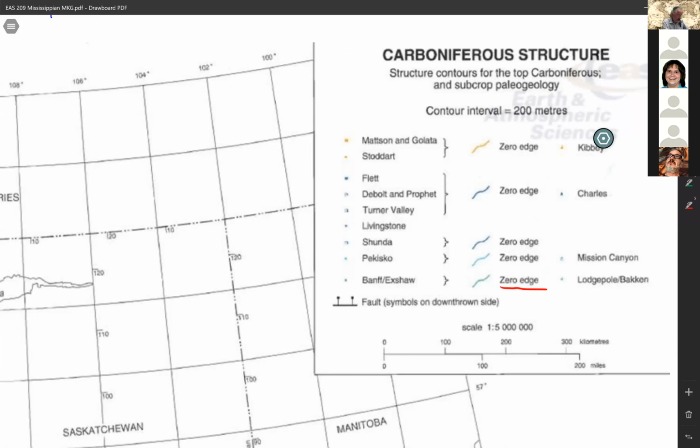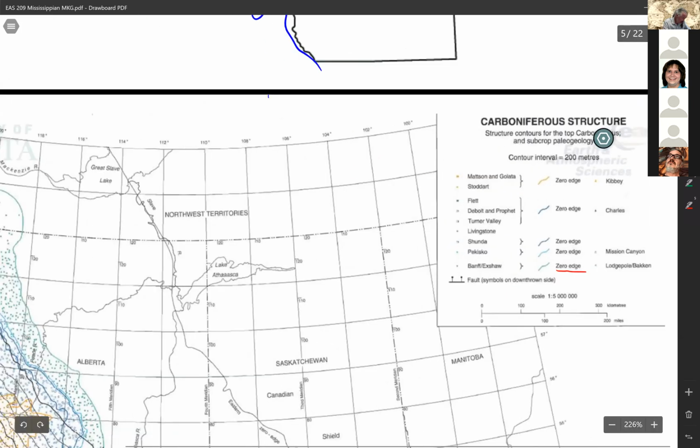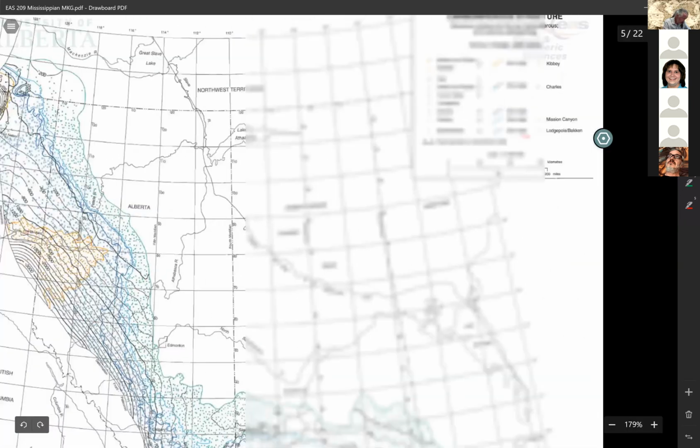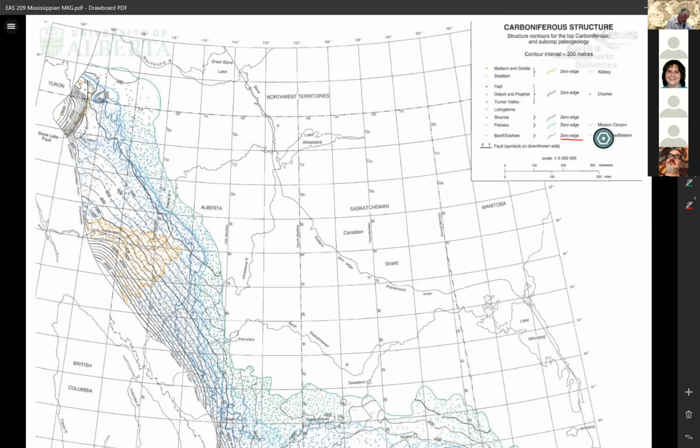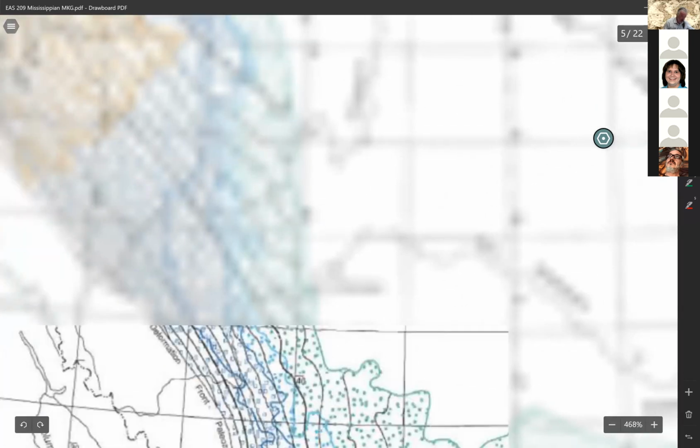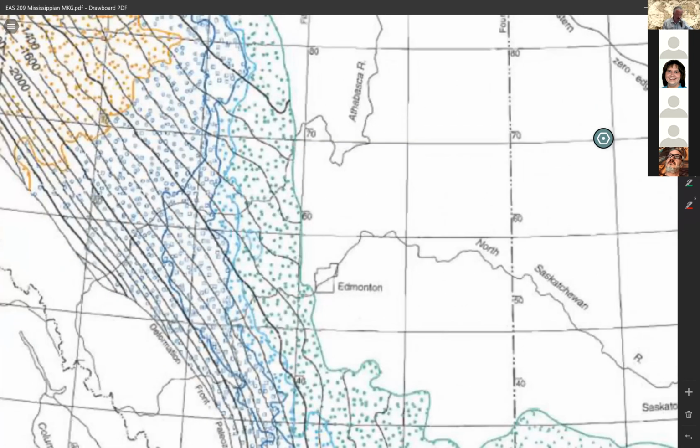So if you go to the map of Alberta, you can see, okay, this is that green line right beside Edmonton there. That's the edge of the Exshaw, Bakken. But in this area, Exshaw, it's the approximate edge.